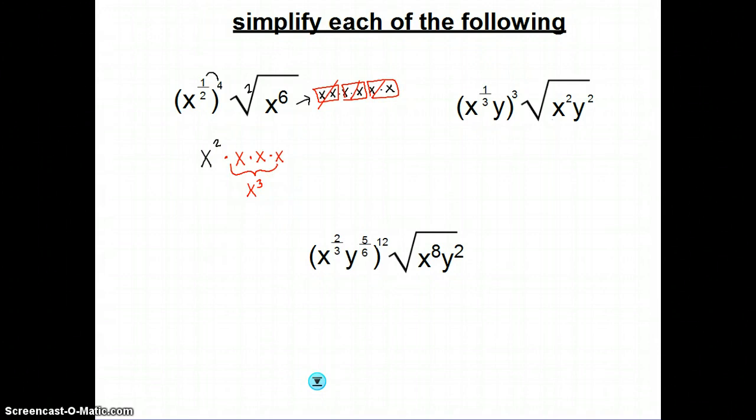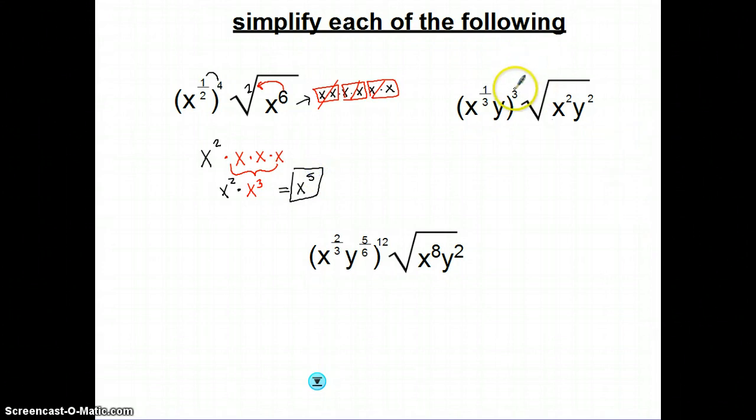Now you may notice it might have been easier for me to just take this 6 and divide by that index of 2. You are more than welcome to do this, especially when the numbers are large. But since we've already gone through it this way, I'm going to go ahead and simplify. I have x to the 2nd times x to the 3rd. Since I'm multiplying two identical bases, I add the exponents to obtain x to the 5th power.